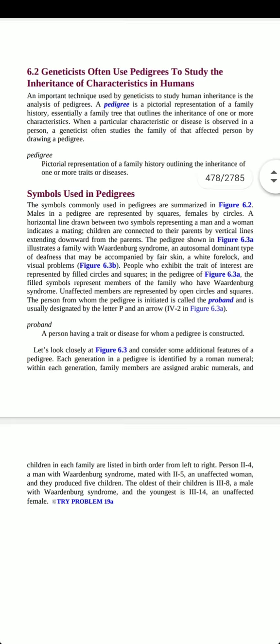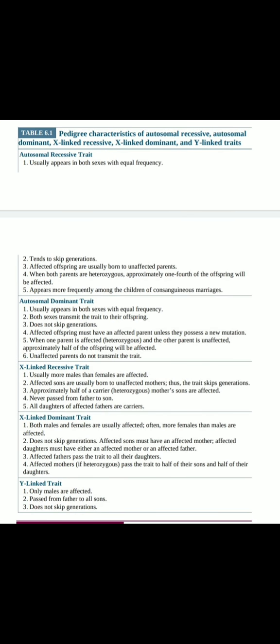Now the pedigree characteristics. Okay, typically a pedigree shows five kinds of traits. They are autosomal recessive trait, autosomal dominant trait, X-linked recessive trait, X-linked dominant trait, and Y-linked trait. Okay, here autosomal dominant and autosomal recessive traits are the ones seen most in people. Okay, so we will discuss each of them.